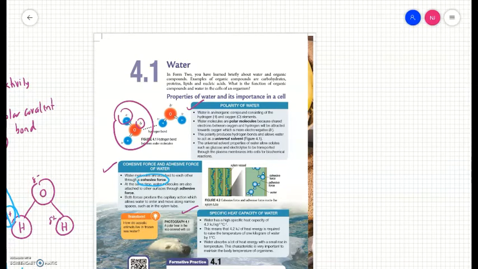While if the water molecule is attached to another surface, to other surfaces, we call it adhesive force. This force is important to produce capillary action, which allows the water to enter and move along narrow spaces such as the xylem tube.